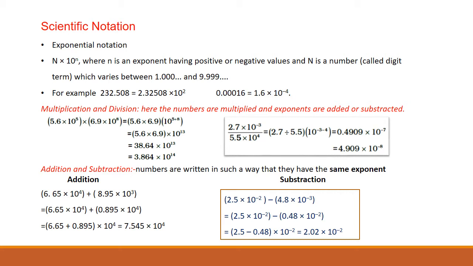In addition and subtraction, the numbers are written in such a way that all the numbers have the same exponent, meaning 10 to the power 4 in one case and 10 to the power 3 in the second case. So both must be converted into 10 to the power 4 or 10 to the power 3, and then we have to add the terms. So we must have the same exponent in addition and subtraction.